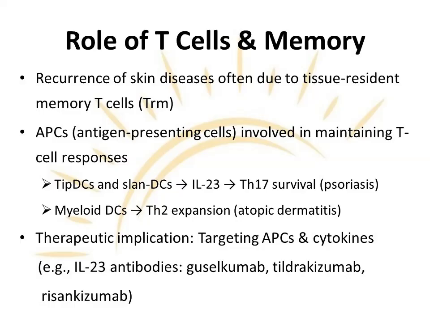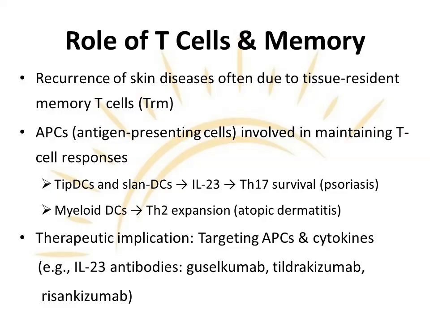For example, TIP-DCs and SLAN dendritic cells produce IL-23, which supports the survival and activation of Th17 cells, a key pathway in psoriasis. In contrast, myeloid dendritic cells promote Th2 cell expansion, contributing to the development of atopic dermatitis.